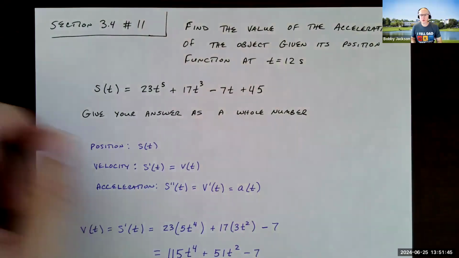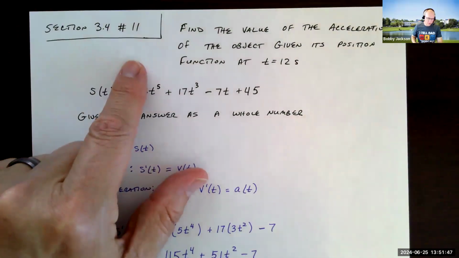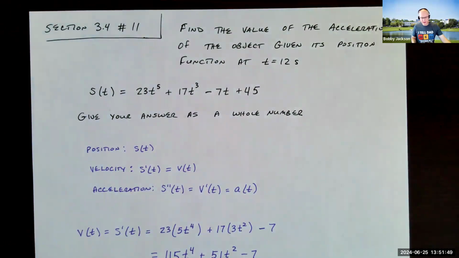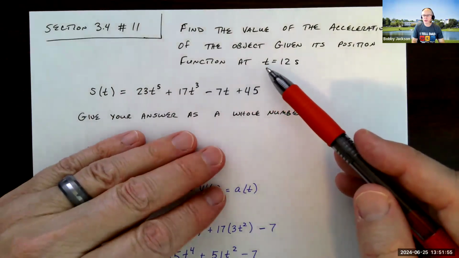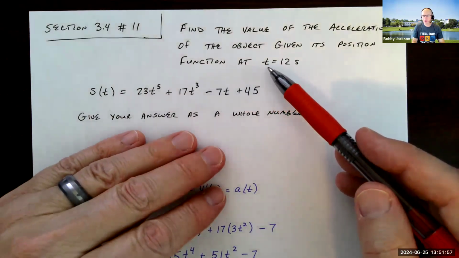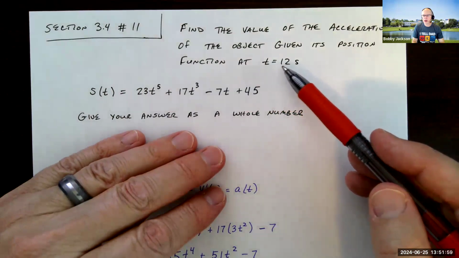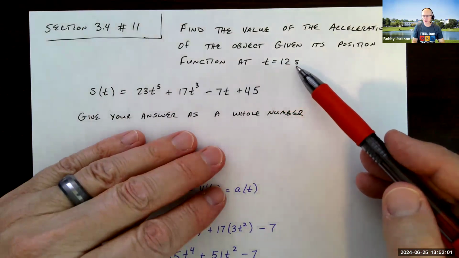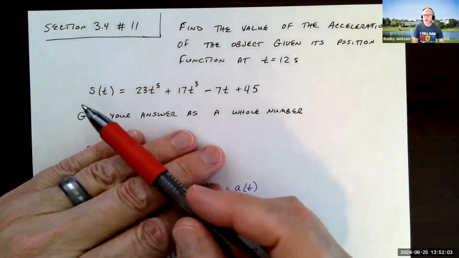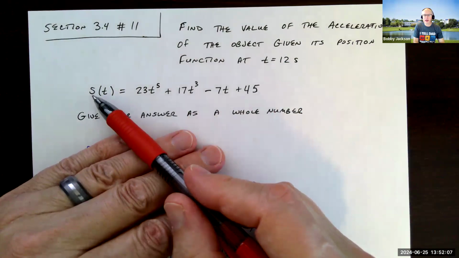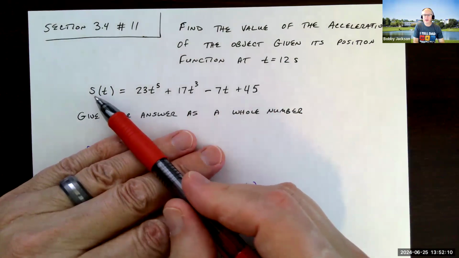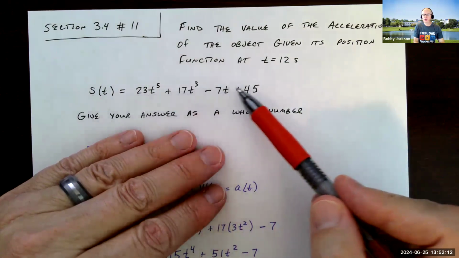Take a look real quick at number 11 in section 3.4. We're to find the value of the acceleration of the object given its position function at t, the time, when t is 12 seconds. Little s means seconds, not to be confused with the name of the function, which is s. They often use s for the position function. So s of t is this polynomial function.